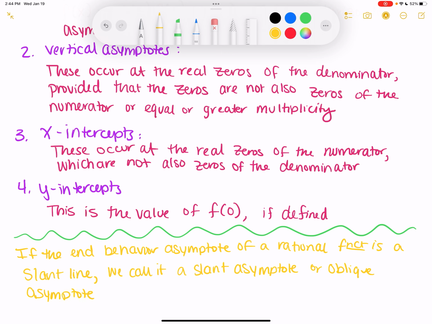I can't remember if your book actually has you finding them, or if it will give you any that are oblique. Does not look like it. That's good, right? One of the teachers I worked with at Bethel High School had a book that required that you find oblique asymptotes. They're not hard to find. They're just different, not as simple as just setting the denominator equal to 0.